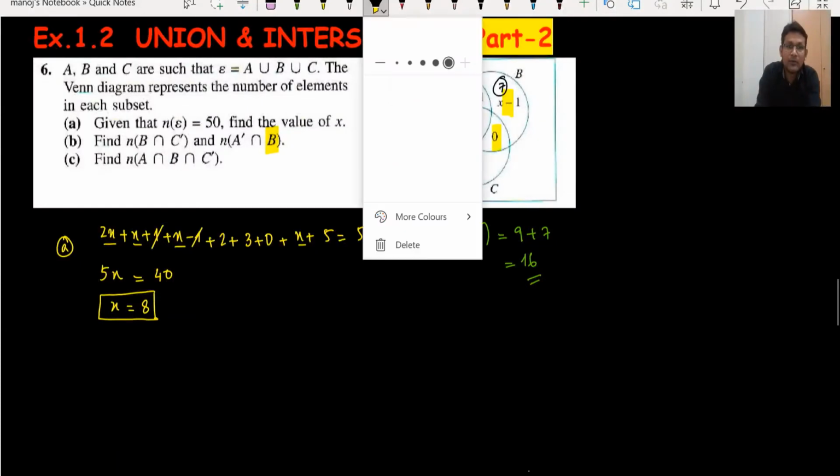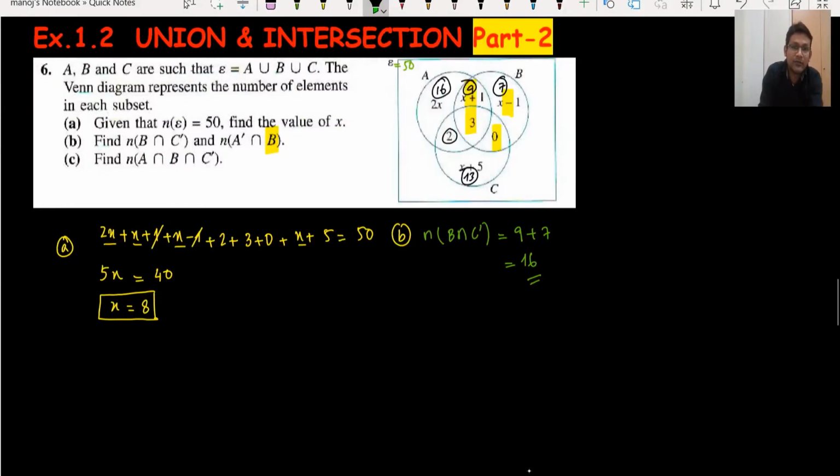And now I'm talking about A complement. I will use a different color. A complement means without A, without the circle A, everything is included. There is no value outside, so no problem.